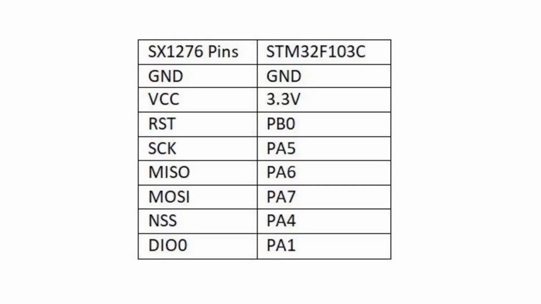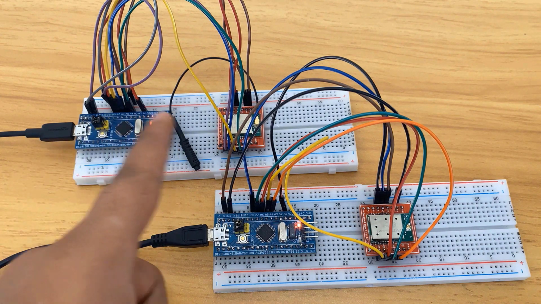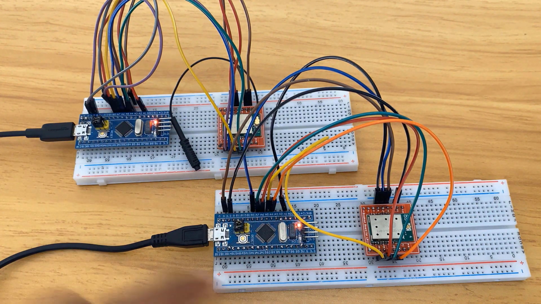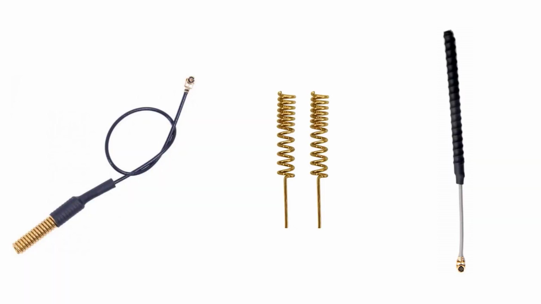Here is the connection mapping between SX1276 and the STM32F103C development board. Connect the SPI pins of the LoRa module as instructed here. I used a breadboard for the assembly. I assembled the pair of circuits here. One of the circuits will act as a transmitter and the other will act as a receiver. Use the antenna of a given frequency on both modules. Otherwise, you won't be able to achieve maximum distance and signal power will be very low.